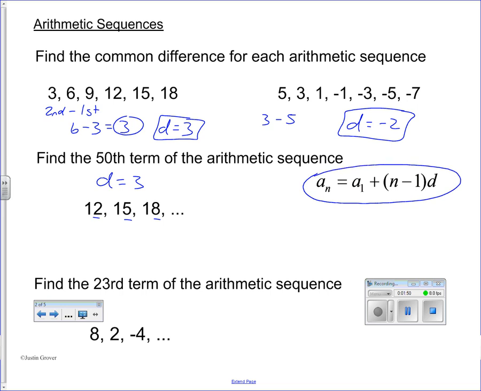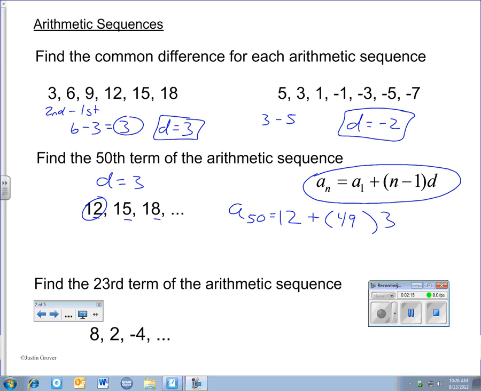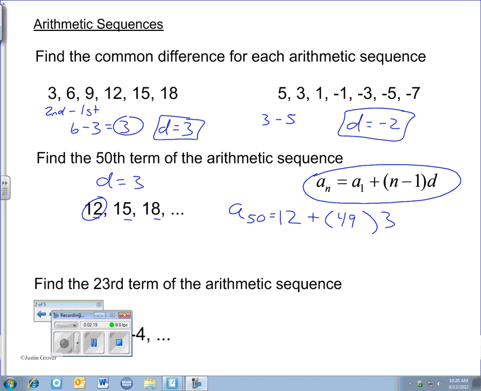And a sub n is the term you're looking for. So a sub 50, meaning the 50th term, equals a sub 1, your first term, which is 12, the first term of the sequence, plus n minus 1. We want the 50th term, so that's n. Minus 1 would be 49, times the common difference we found before to be 3, and we get that from second minus first.